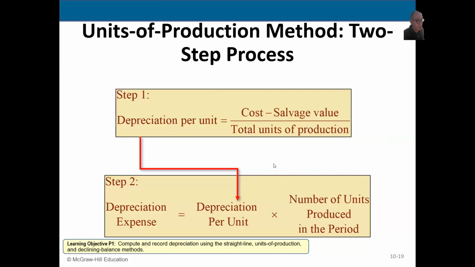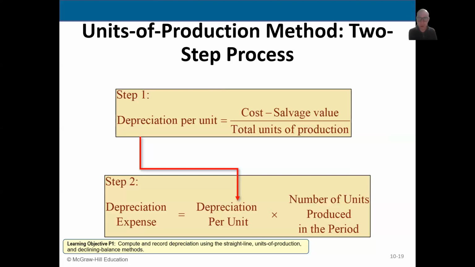We do this in just 2 steps. Step 1, we have to find the depreciation per unit. How do we do that? We take the total cost of the machine, minus the salvage value, divided by the total units of production. It gives us depreciation per unit.